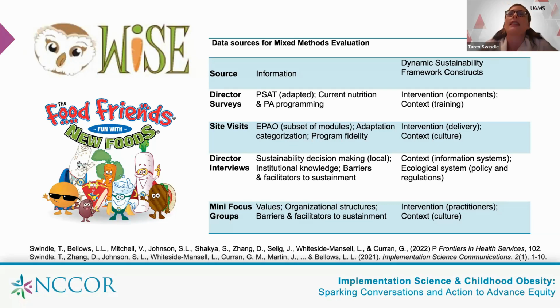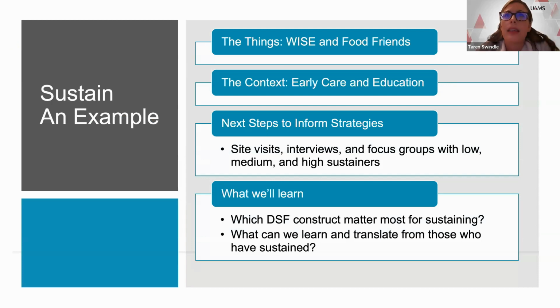And so the slide here on this work is just to illustrate that the things are two. And so I would say that that's an opportunity we have. Let's study multiple things as we're doing this work. The context continues to be early care and education. And we're going to design strategies for sustainment that we can test in a future study. And we're going to be able to do that by looking at those that have been low, medium, and high sustainers of these two programs. We're going to know which theoretical constructs mattered the most and really be able to translate those lessons learned forward.